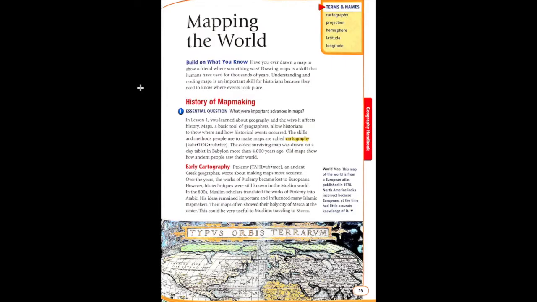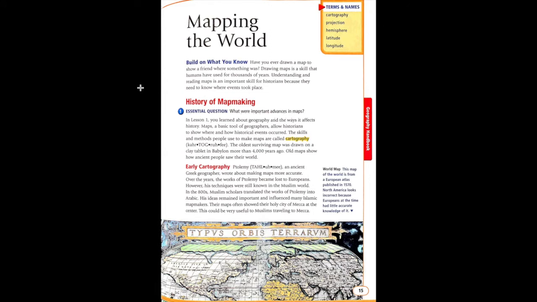Mapping the world. Build on what you know. Have you ever drawn a map to show a friend where something was? Drawing maps is a skill that humans have used for thousands of years. Understanding and reading maps is an important skill for historians because they need to know where events took place.